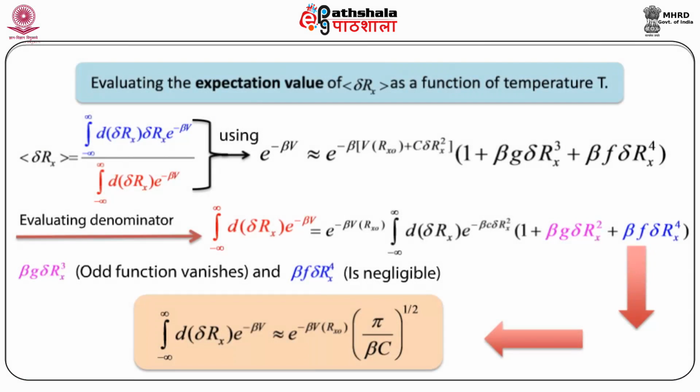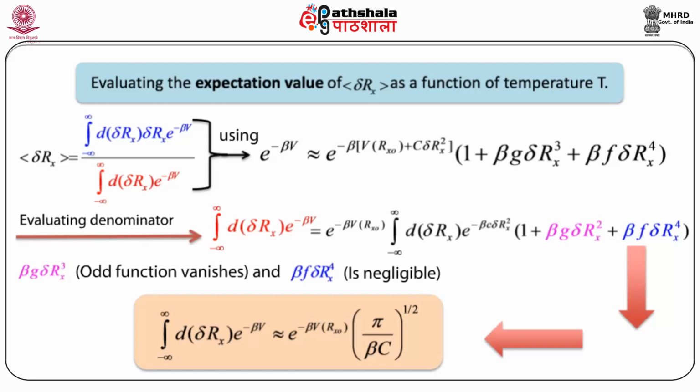We now move ahead and evaluate the expectation value of δRx as a function of the temperature T. So δRx average is equal to the integration from minus infinity to infinity of d δRx times δRx times e^(−βV), divided by the integration from minus infinity to infinity of d δRx e^(−βV). Now taking into account the expression for the potential, we find that e^(−βV) can approximately be written as e^(−β[V(Rx0) + C δRx²]), this entire thing now multiplied by 1 + βG δRx³ + βF δRx⁴.